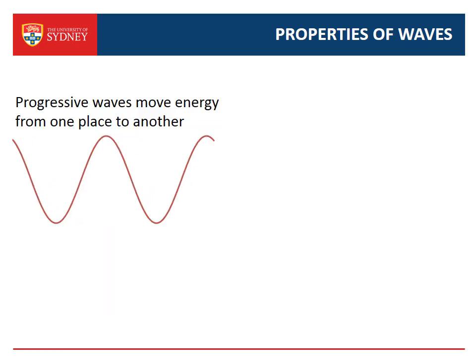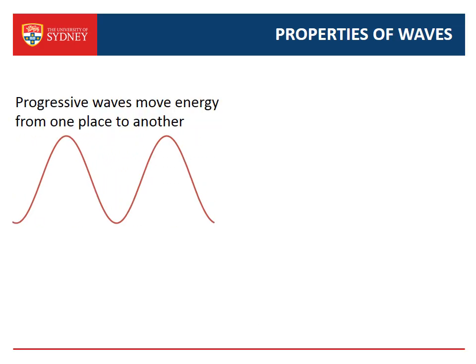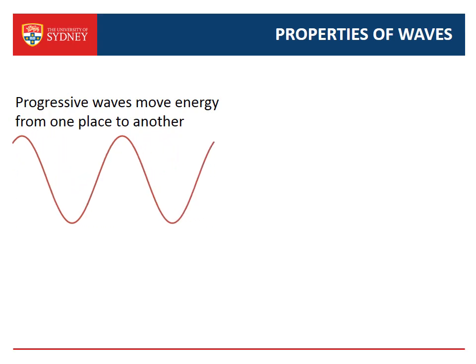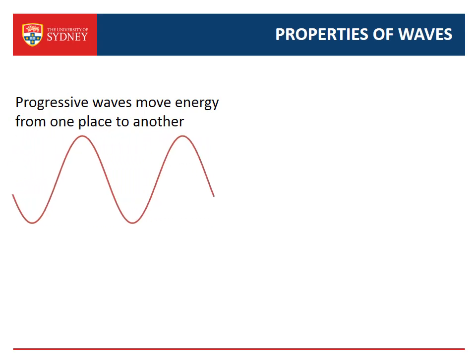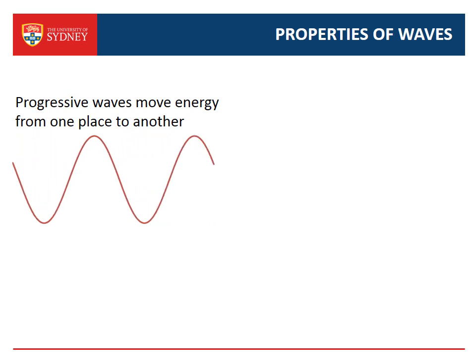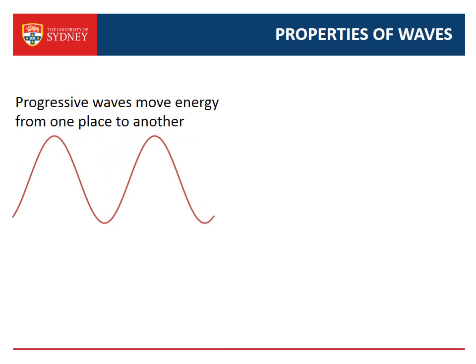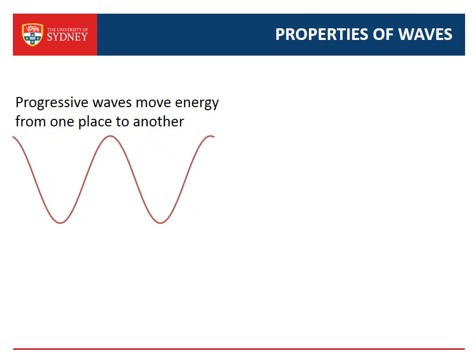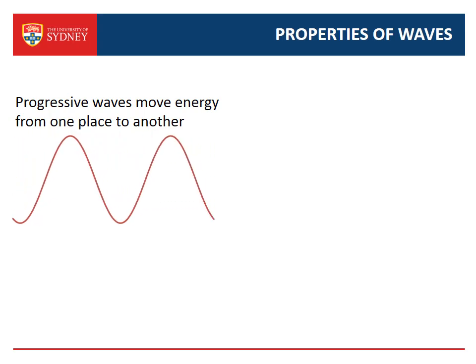There are two main types of waves. Progressive waves move matter or energy from one place to another. For example, if you hold a rope at one end and sharply move your arm up and down, it will start a progressive wave. Ripples in water are another example of a progressive wave.